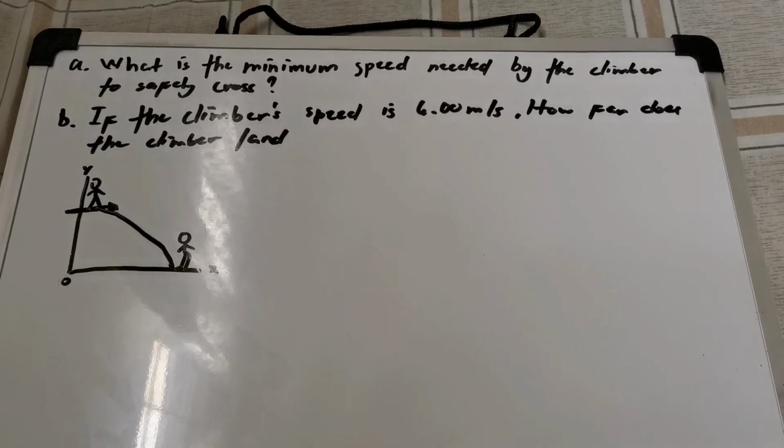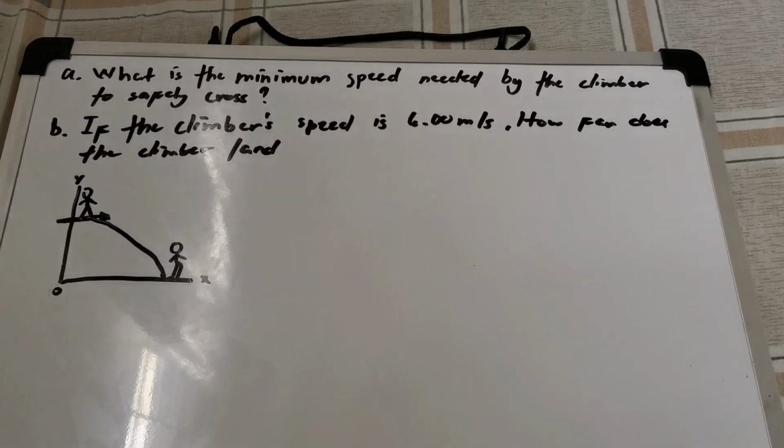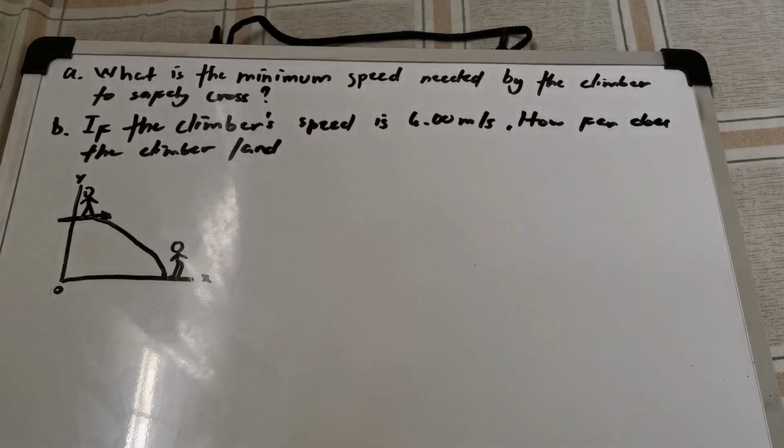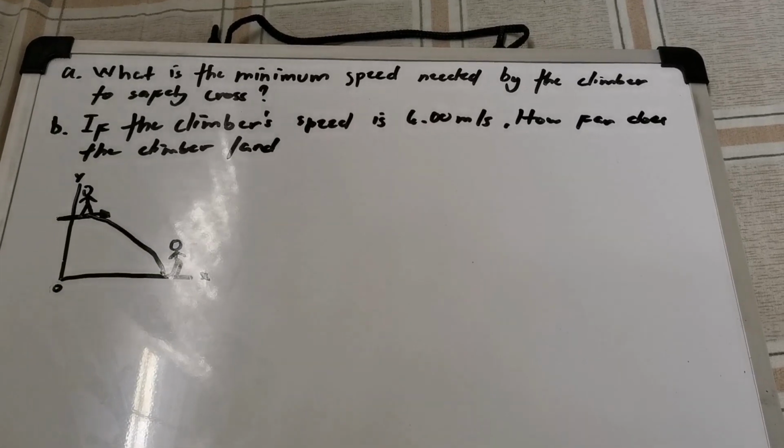So, letter A. What is the minimum speed needed by the climber to safely cross? And letter B. If the climber's speed is 6 meters per second, how far does the climber land?